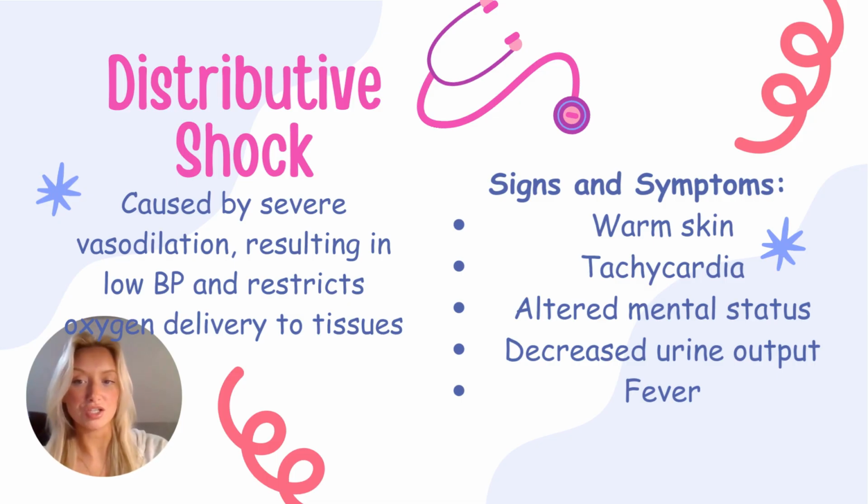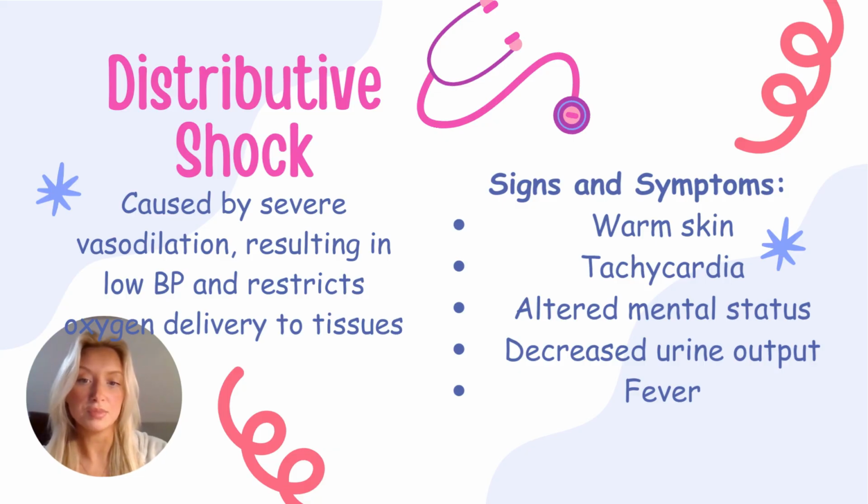Now let's talk about distributive shock. Distributive shock is caused by severe vasodilation resulting in low blood pressure, and it in turn restricts oxygen delivery to the tissues. Distributive shock is primarily driven by sepsis, but it also can be caused by anaphylaxis or neurogenic injury.